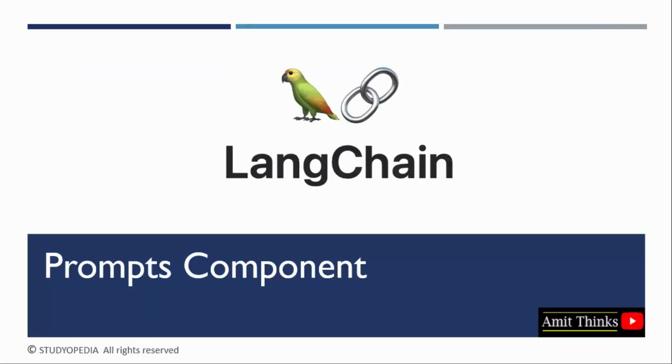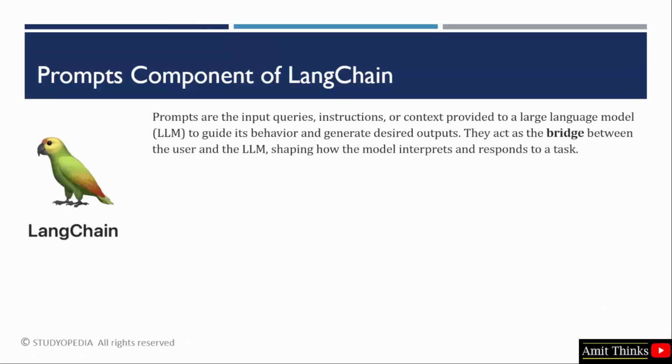In this lesson, we will understand what is the prompts component of LangChain. Let us see. So prompts are basically the input queries, instructions or context you provide to the LLM. Whenever you type a prompt on ChatGPT or Copilot, this is what we call a prompt. This basically acts as a bridge between the user and the LLM, and it actually allows the model to interpret and respond to a specific task.